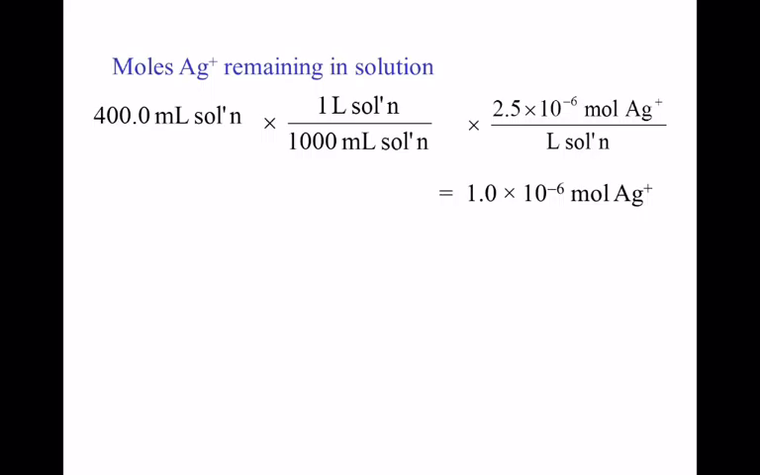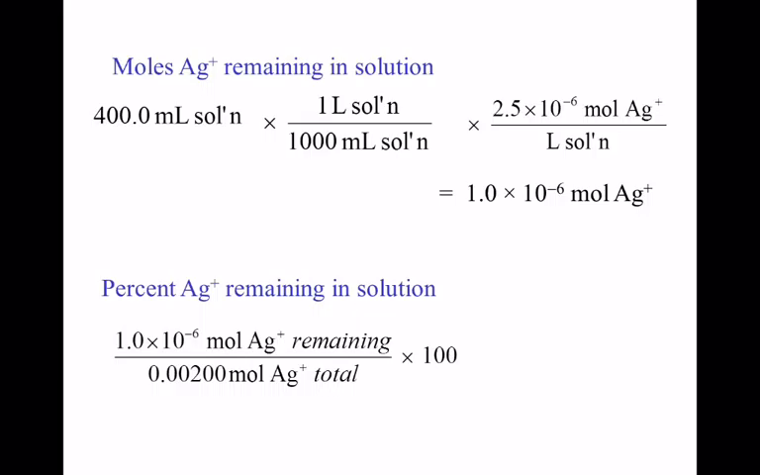So to get the percent or fraction that remains in solution, we need to compare it to what was there before precipitation. What was there before precipitation was 0.00200 moles of silver ion. What was there after is 1.0 times 10 to the minus 6 moles. To get it from a fraction into parts per 100, we multiply by 100 or 100%. Finally, rounding to 2 significant figures, the percent of silver ion that remains in solution after precipitation has occurred is 0.050%. Whew.